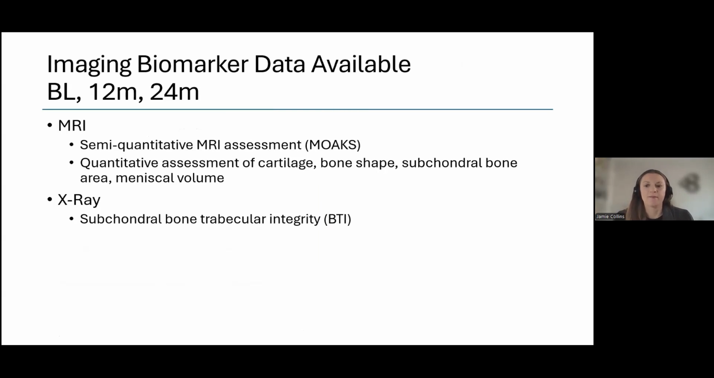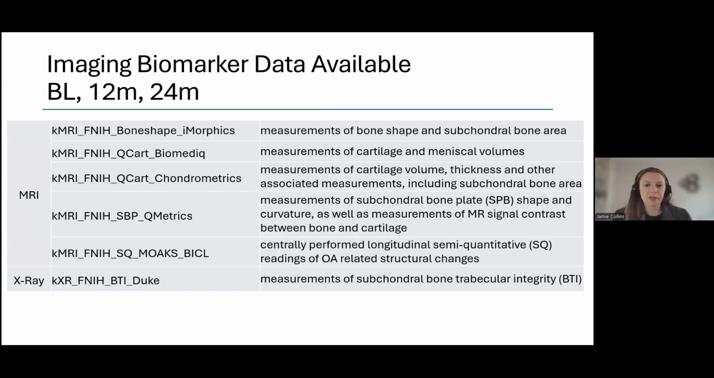So what data are available? Imaging biomarkers were assessed at baseline, 12 and 24 months, which includes MRI, semi-quantitative assessment of MRI with the MOAKS scores, and then quantitative assessment of cartilage, bone shape, subchondral bone area, and meniscal volume. And for X-ray, we have subchondral bone trabecular integrity. It's a lot of data and it can get a little bit confusing.